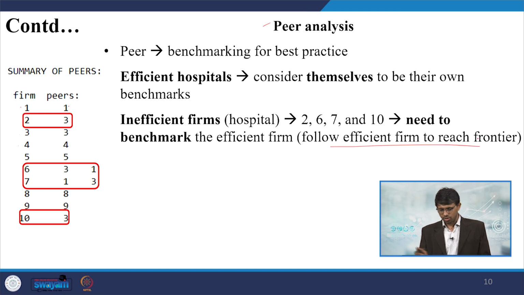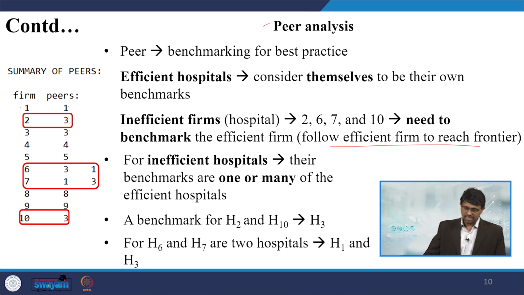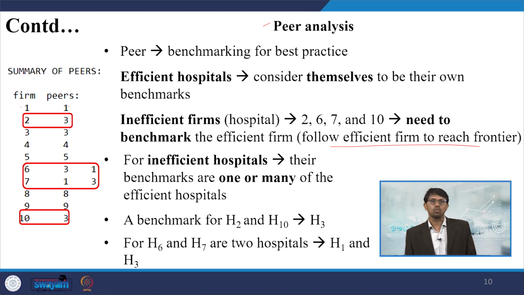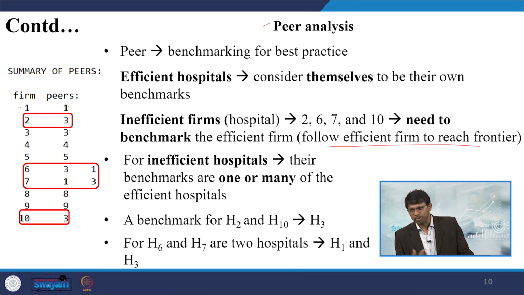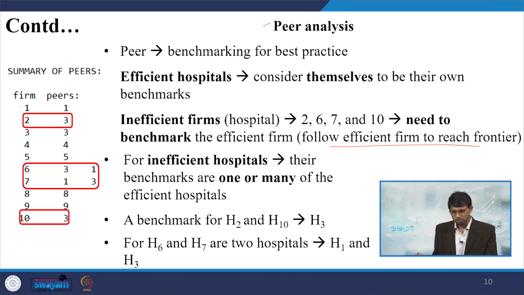So, here, which I have already mentioned. For inefficient hospitals, their benchmarks are one or many. Especially in 6 and 7, you just see it is not just one firm, they are actually 2 firms together, they are actually competing. And yes, weights are different. Now, of course, you need to compare with weights, whose weight is actually higher. Okay. So, benchmark with 1 or benchmark with 2 or even 3. A benchmark for H2 and H10 are actually firm number 3.